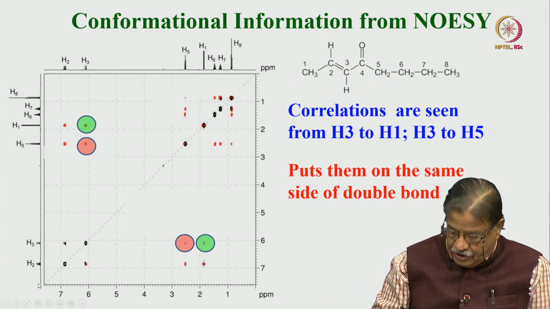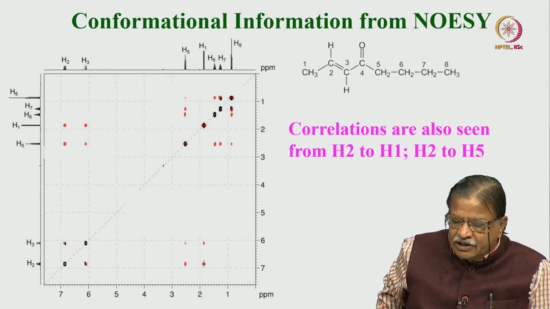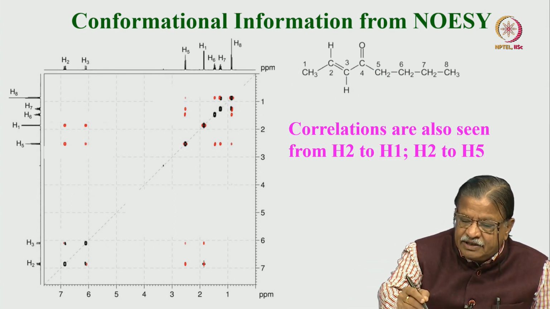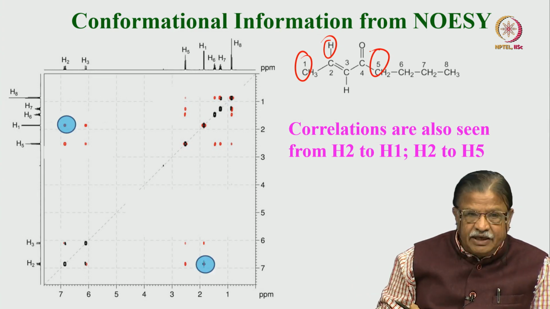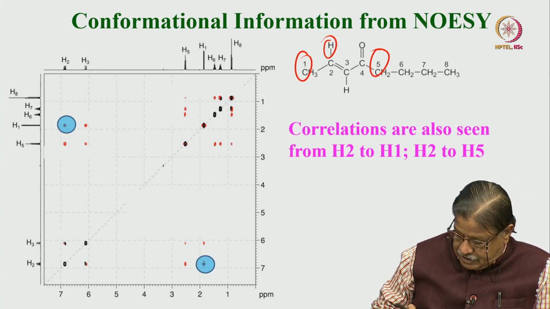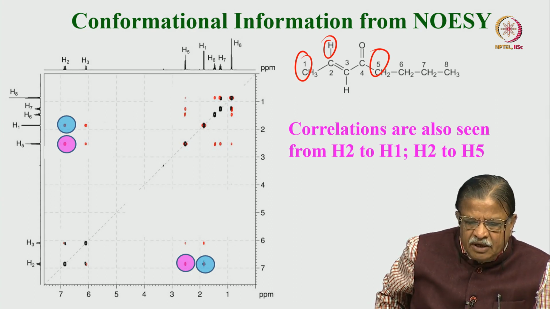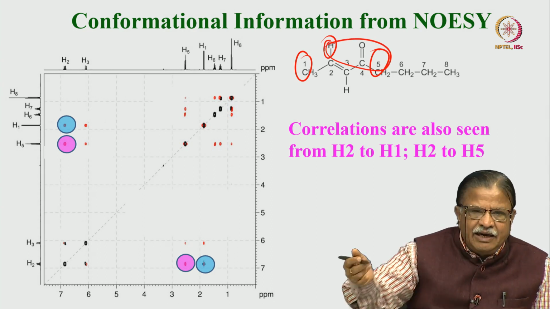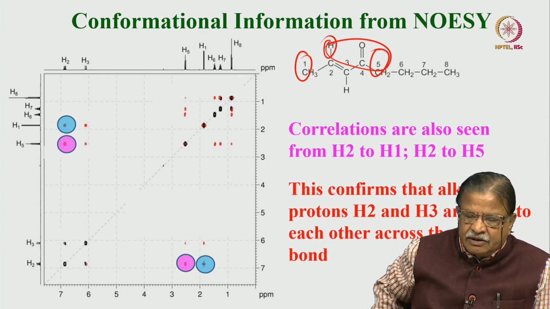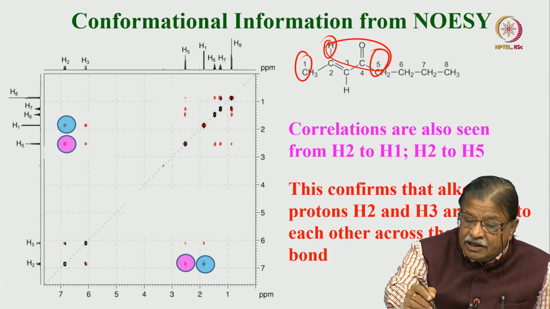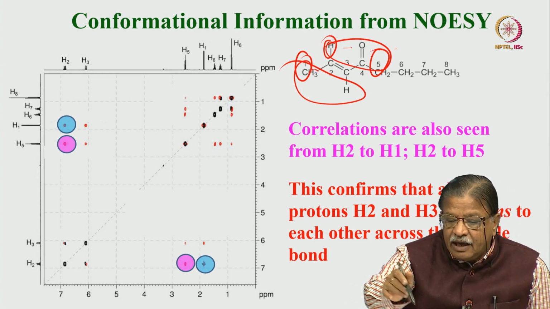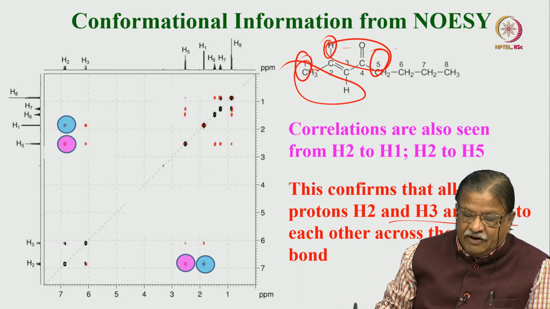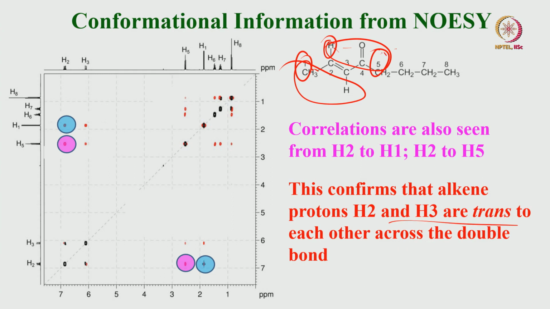Both are being seen here, and this puts this CH3 and CH on the same side of the double bond. Further, you can also see the correlation between H2 to H1, and H2 to H5 is also there. You can see that here, H2 to H1 and also H2 to H5. What does this say? That means these are all on the other side of the double bond. So the NOESY cross peaks tell me that the cross peak between these two puts them on one side of the double bond, and the cross peak between 2 and 3 here shows that 2 and 3 are trans to each other across the double bond. This confirms that alkene protons 2 and 3 are trans to each other, because these two are on one side, from the correlation information we got from the NOESY spectrum.